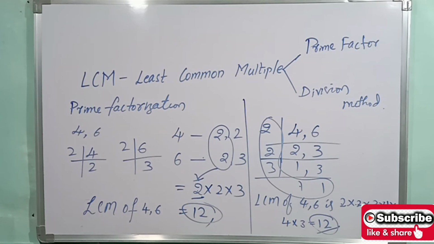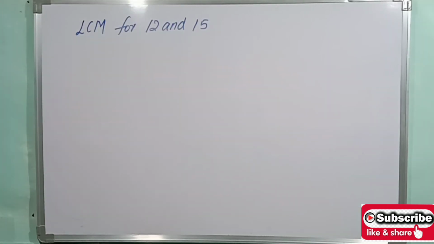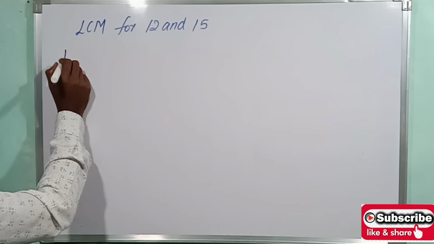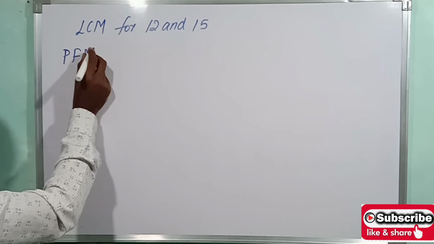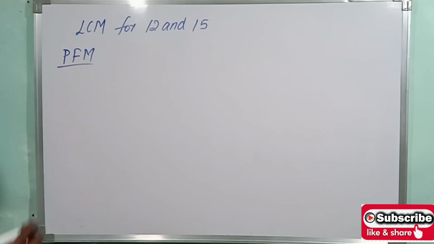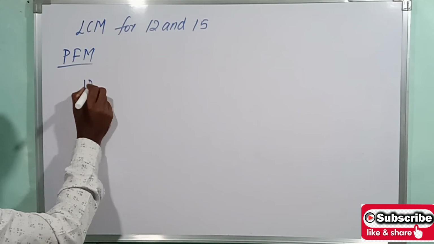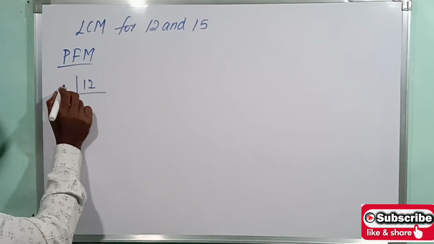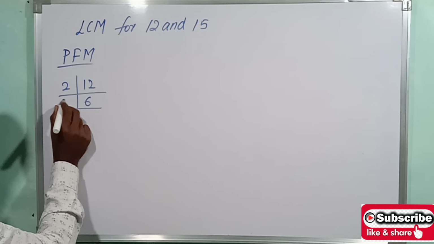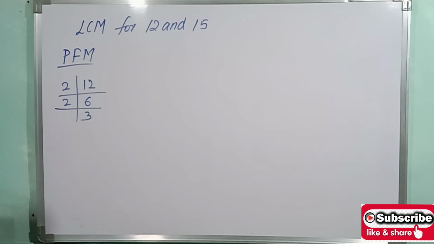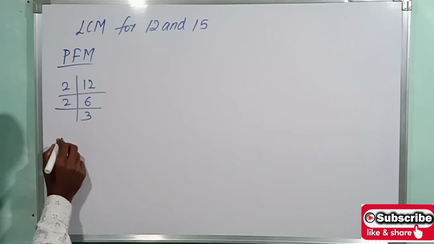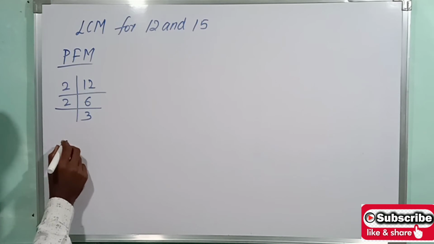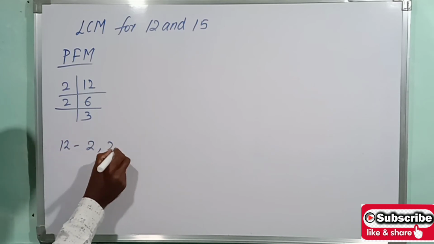Now I will explain one more problem. See here, the two numbers given are 12 and 15. We have to find the LCM of 12 and 15. First I am doing the prime factorization method. Take 12 and find the factors for 12. 2 6s are 12, 2 3s are 6. I got all the prime factors. The prime factors for 12 are 2, 2, 3.